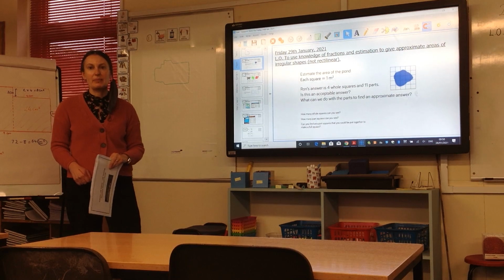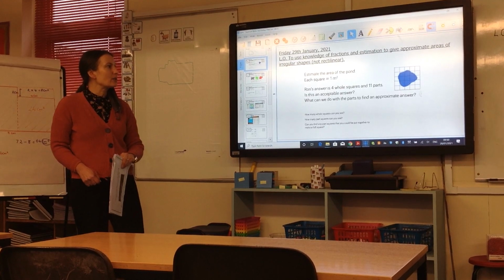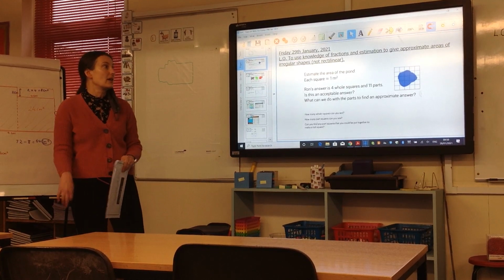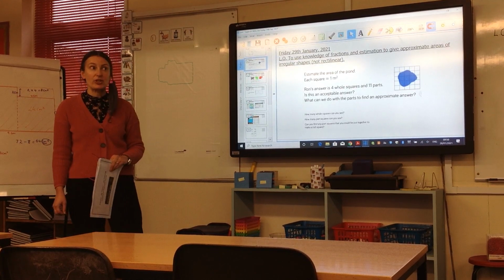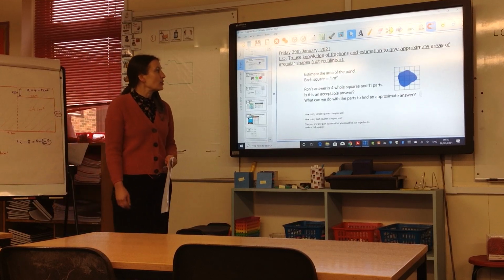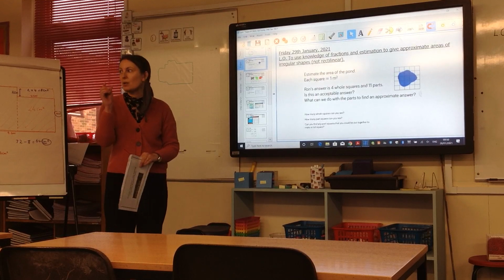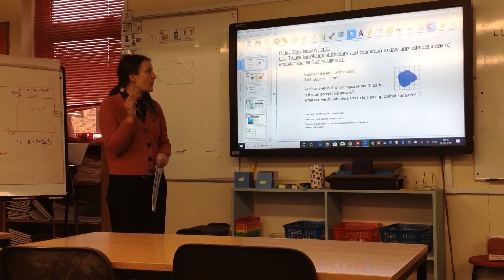Okay, welcome back. This is Maths Part 2. We're looking today at using our knowledge of fractions and estimation to give approximate areas of irregular shapes. So, with that in mind, looking at our first slide, we have got a pond in our diagram, and each square is representing 1 metre squared.